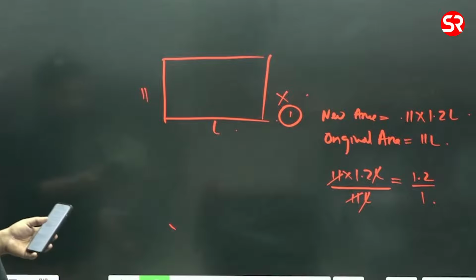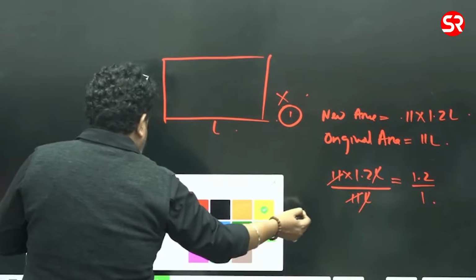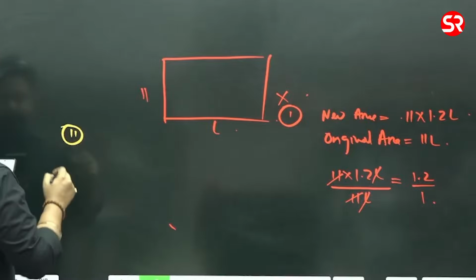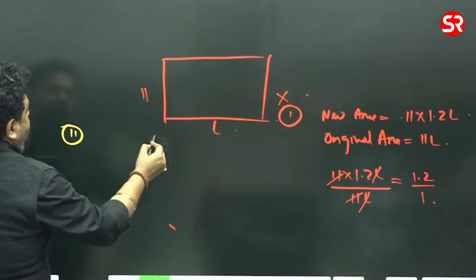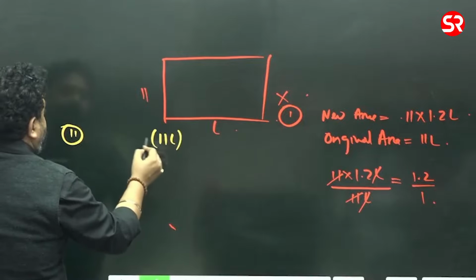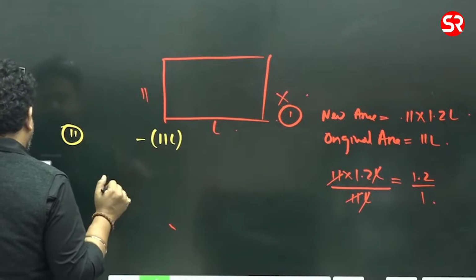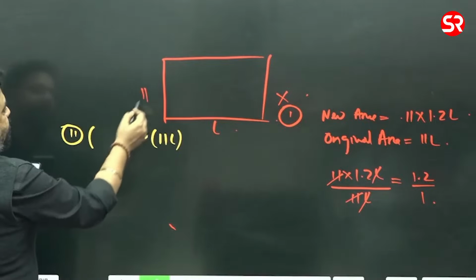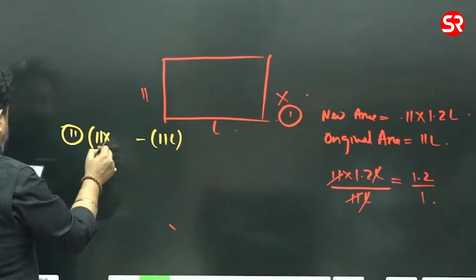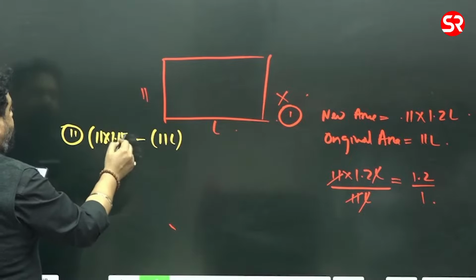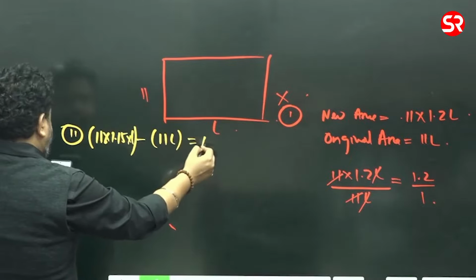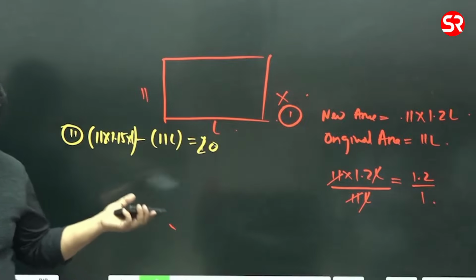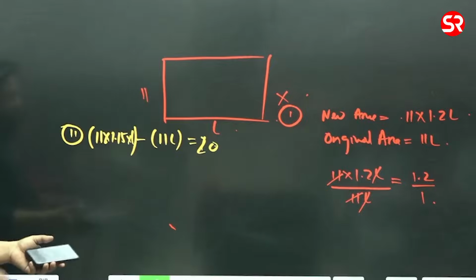The second statement is giving you the answer. He says the area will become 20 centimeter more if the breadth is increased by 15%. So the area earlier was 11 times L. Now the breadth is increased by 15%, so 1.15 into L is equal to 20. So the difference of the area is 20. This would give you L. I don't know what L is, but this will give you L. The second statement gives the answer.